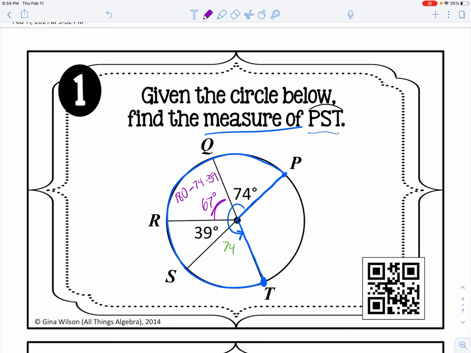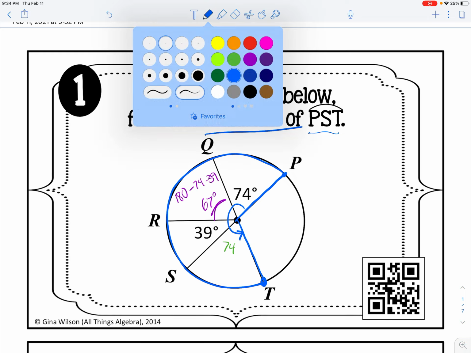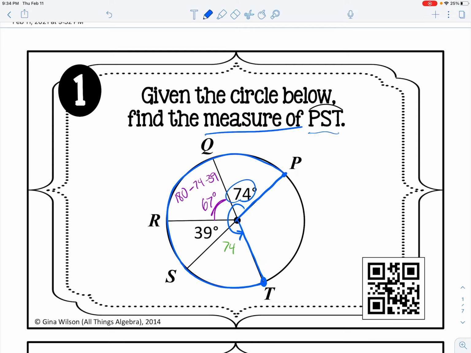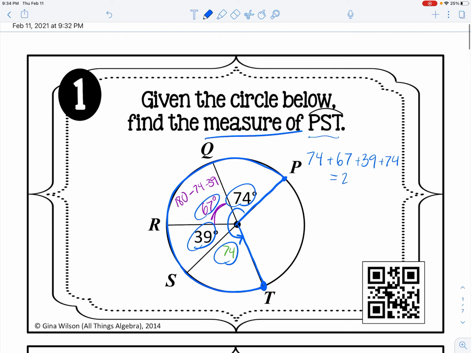So now we can see that our blue angle there, it's just going to be this 74 plus the 67 plus the 39 plus the 74. Okay, so if we add those all together, I get 254. Okay, so that's one way to do that.